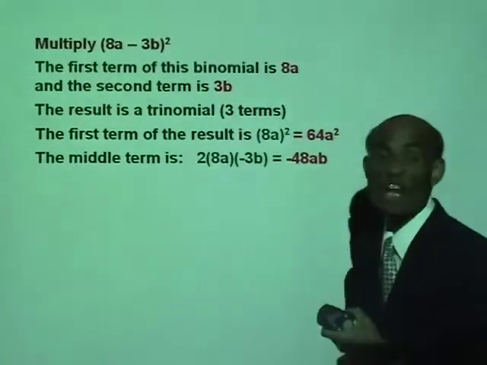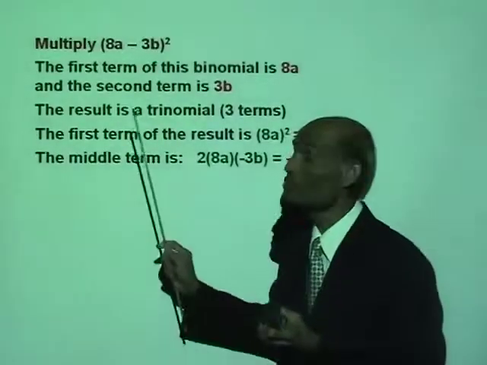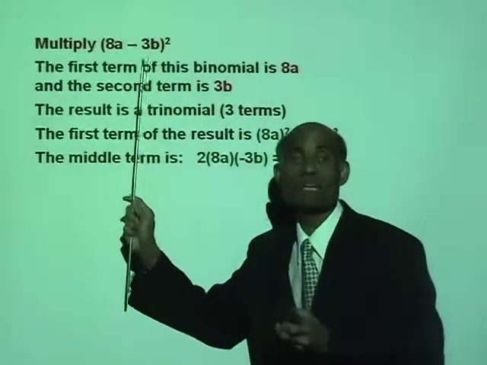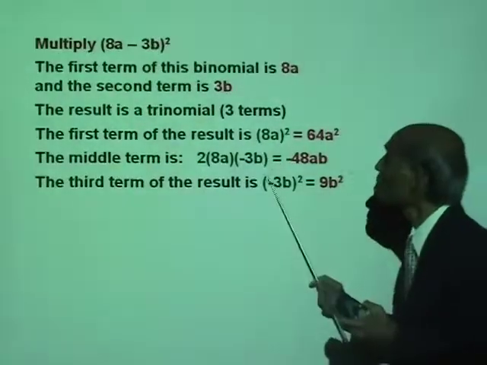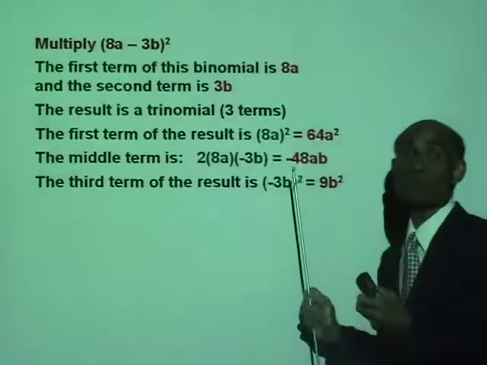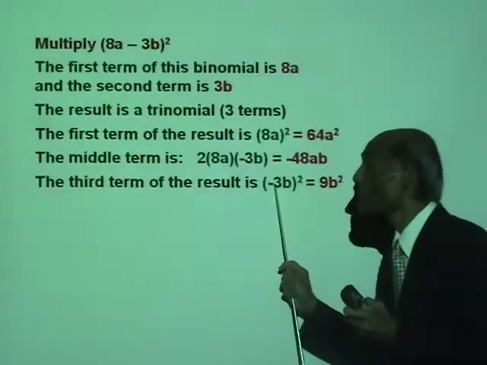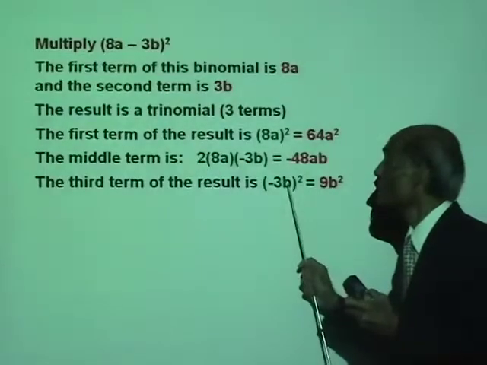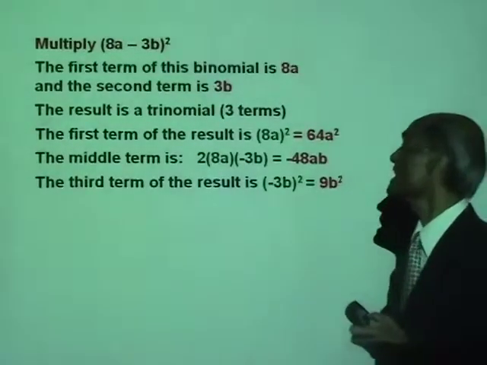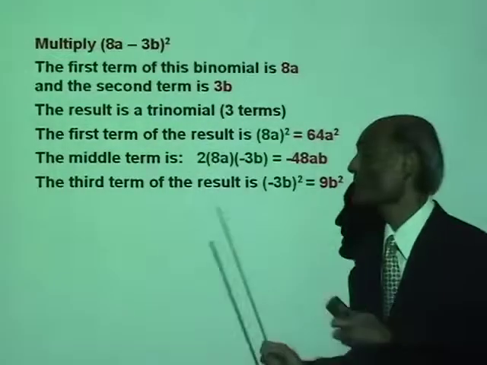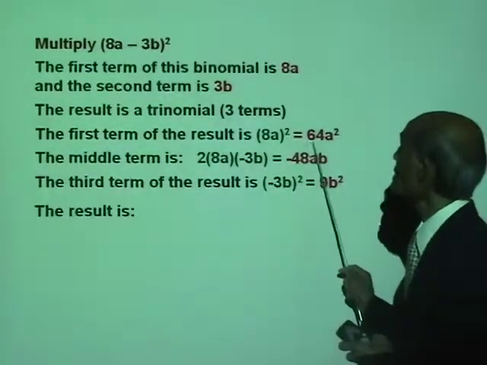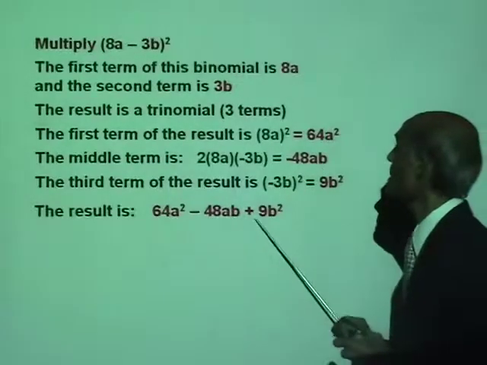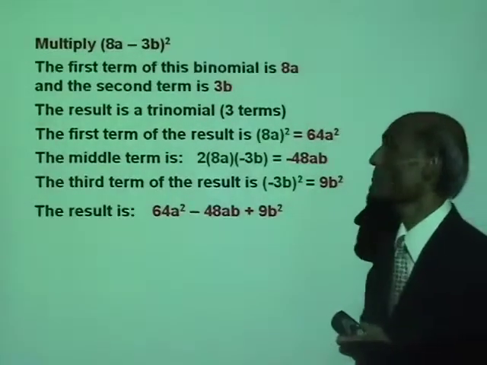Okay, what is the last term? The last term is the square of negative 3b. And what is the square of negative 3b? Squaring the number negative 3 will give me positive 9. B squared. That will be 9b squared. And what's the result therefore? 64a squared minus 48ab plus 9b squared.